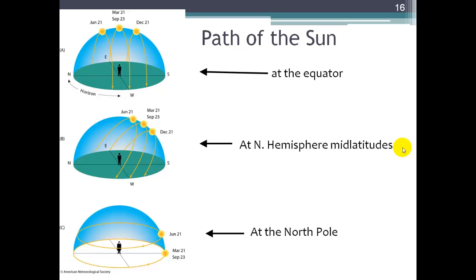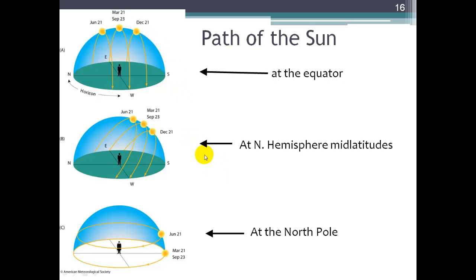If you look at the path of the sun at different locations for different times of the year, starting at the equator, we see that the sun will be directly overhead on the equinox days, March 21st and September 23rd, thereabouts. If we look at the summer solstice, we see that the sun has moved further north in the sky. It's still very high in the sky. And on the winter solstice, we see that the sun has moved further towards the southern sky.